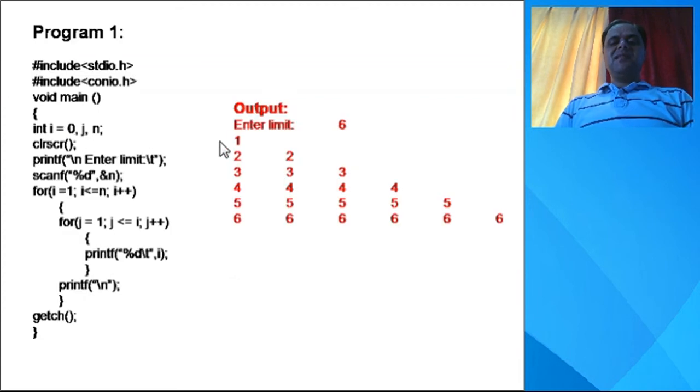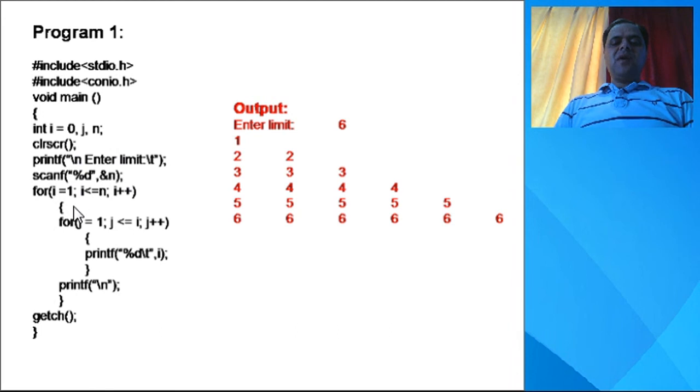For example, we have to print this structure. Here I have included two header files. I have initialized an integer variable i with 0. I have declared two integer variables j and n. Then it asks to enter the limit, and for example, I have entered 6.